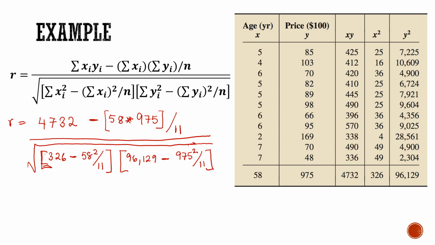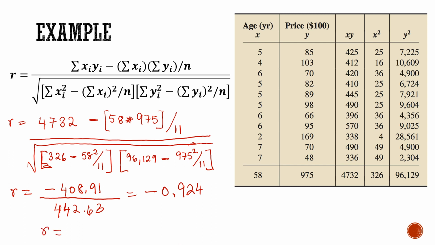When you do this calculation, the numerator should give you a value of negative 408.91. That's the numerator, and the denominator, after you take the square root and everything, should give you 442.63, for an R value of negative 0.924. So R equals negative 0.924.